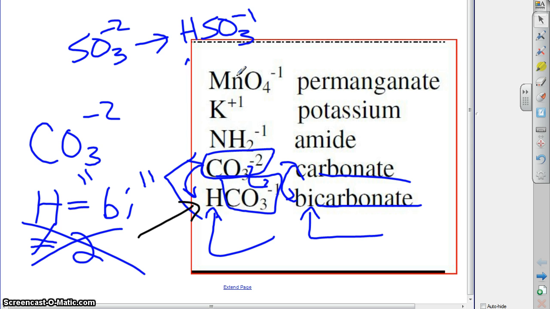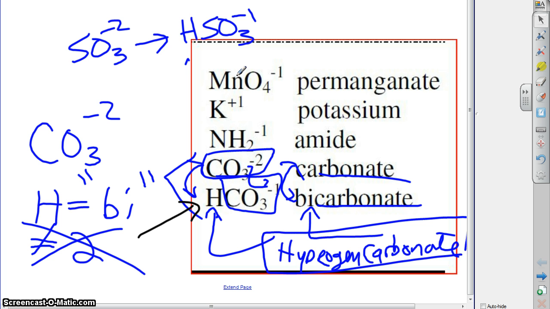It doesn't say so on here, but I would also accept hydrogen carbonate. Some of the other hydrogen ions, they'd actually list that on your ion sheet as an alternative name, and that's fine. That's equally valid. You can say bicarbonate, or you can say hydrogen carbonate. So that will be ion quiz number 3.